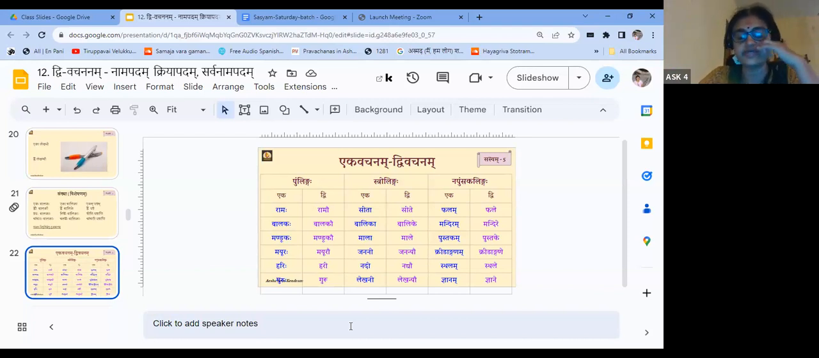Balika. Lalita Mahodaya. Balika. Balika. Balikau. Okay, Balike. बालिके. What shabda is it? It is आकारान्त स्त्रीलिंग बालिका शब्द है.